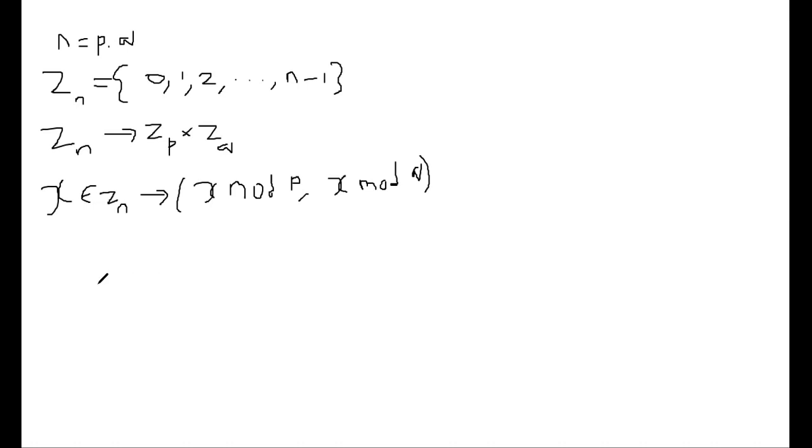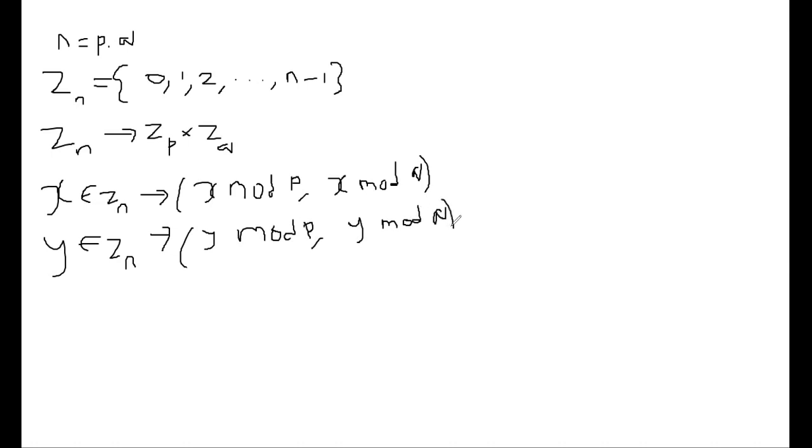Suppose you would like to add two numbers x and y in Zn. What you will usually do is x plus y mod n, right? That's how you do it. But in this case, you transform your x to x mod p, x mod q, and y is similarly transformed into y mod p and y mod q. Once you have these pairs, we can add the corresponding components to form x plus y.